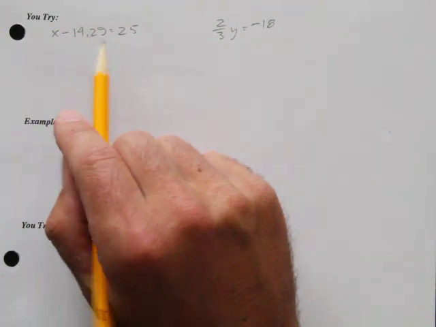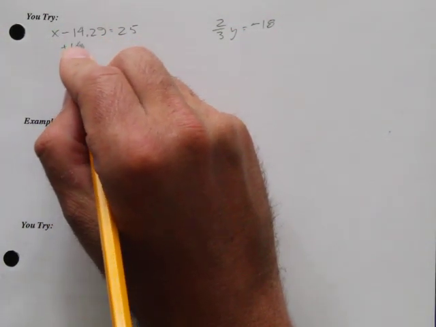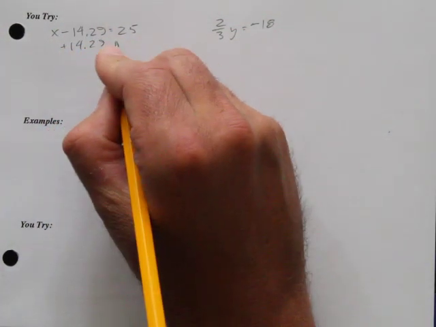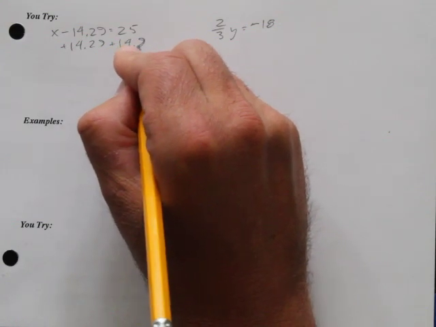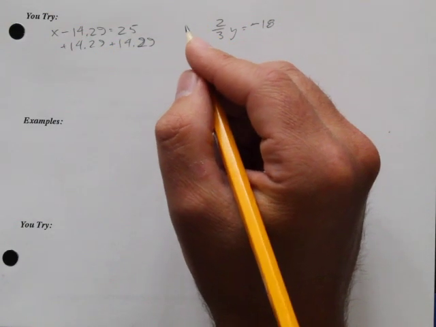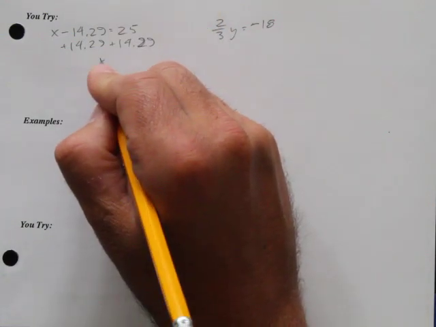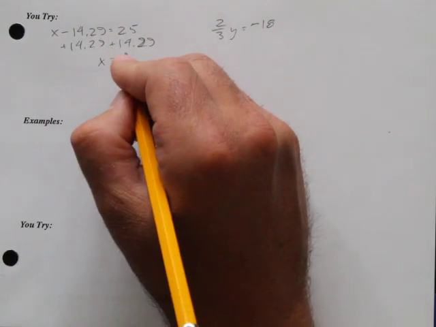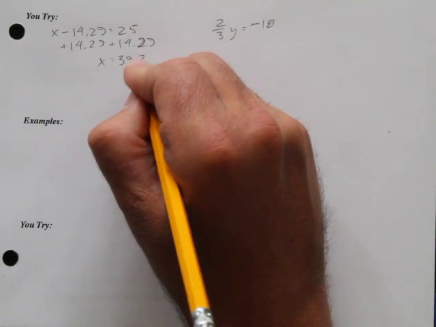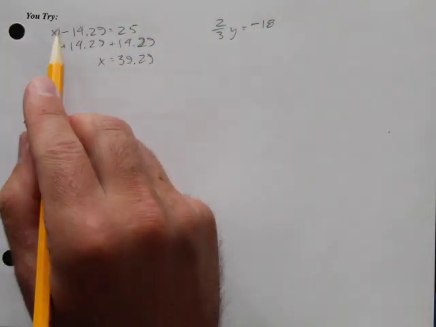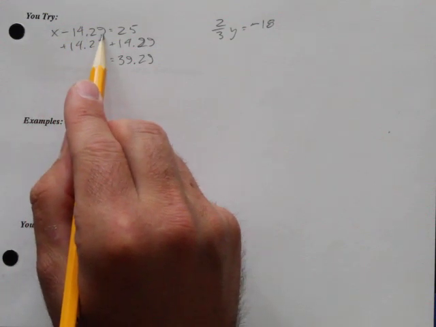Now, you've just done this. We're going to add 14.29 to both sides, and you should get x equals 39.29. You can plug that back in there and subtract 14.29 from that. You should get 25.